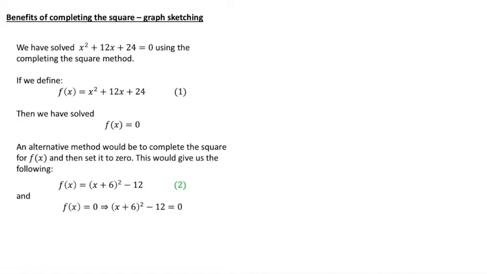And for f of x to be equal to 0, that tells us that (x plus 6) all squared minus 12 has to equal 0, and that leads to f of x equals 0, implying that x is equal to minus 6 plus or minus 2 root 3. Okay, so that's just showing where equations 1, 2 and 3 come from, because we're going to be using them in a minute.